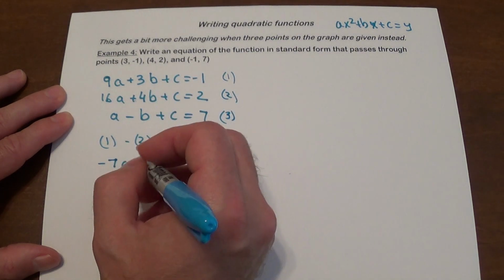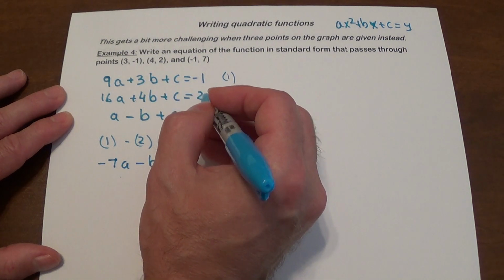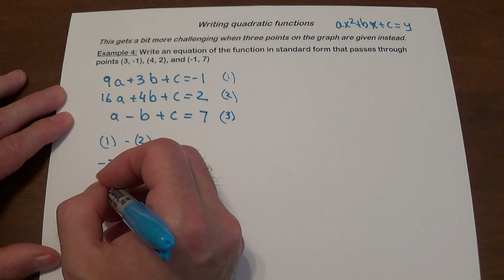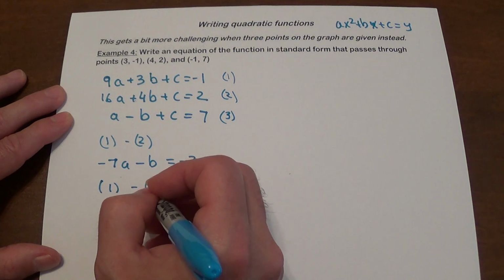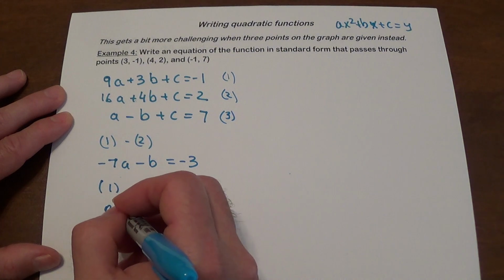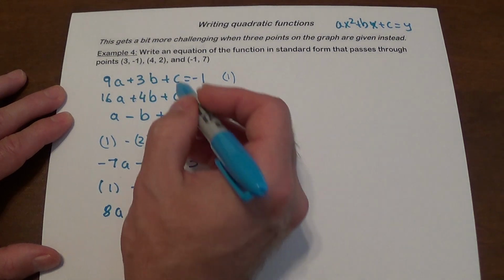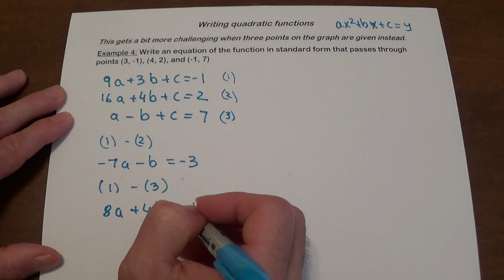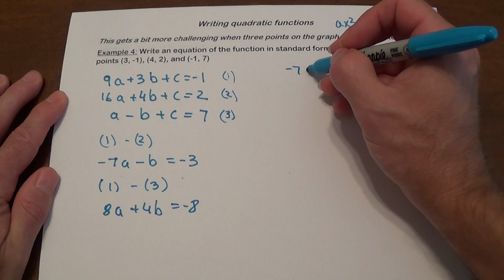3b minus 4b will give you minus b. C minus c is going to cancel. And negative 1 minus 2 will give you negative 3. Then I'm also going to do the first equation minus the third equation. So 9a minus a will give you 8a. 3b minus negative b will give you plus 4b. C's cancel, and negative 1 minus 7 will give you negative 8. And what we need to do now is solve this system of 2 equations with 2 variables.